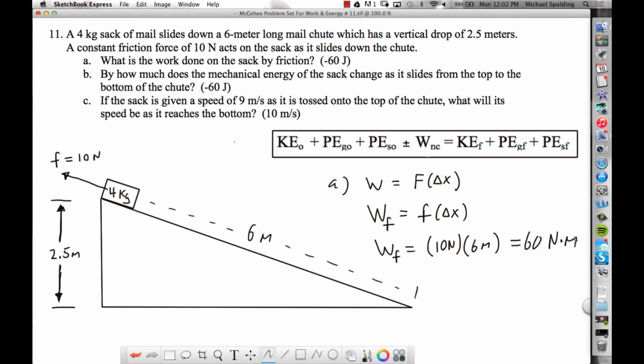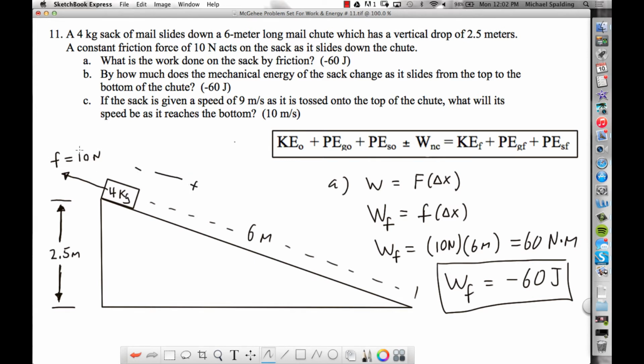Now what's a newton times a meter? A joule. So the work done by friction is, now we got to make it negative, because look, what's the sign convention for work? Work done in the direction of motion is positive. Work done against the motion is negative, and friction is always against motion, so we're going to make it negative. Or you could just look at it like this. We're saying down the hill is plus and up the hill is minus. Friction is negative, so we can just plug it in right here.